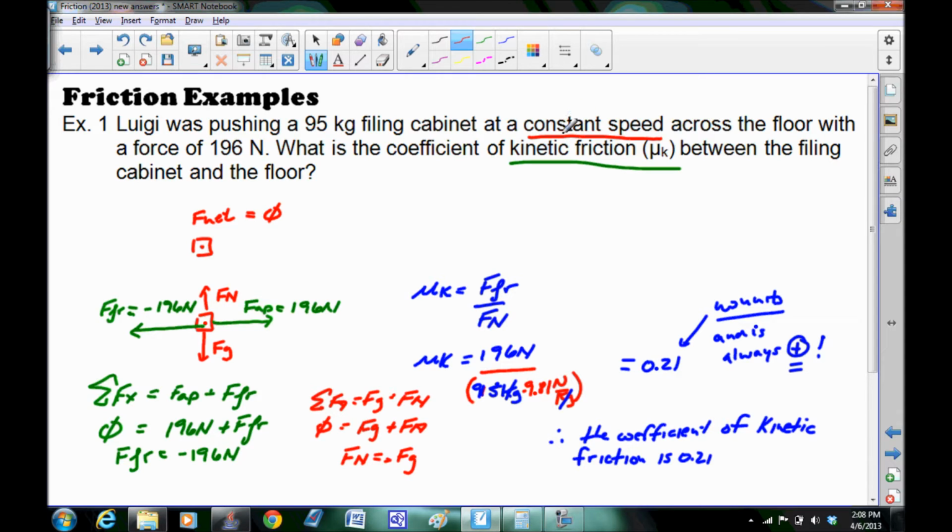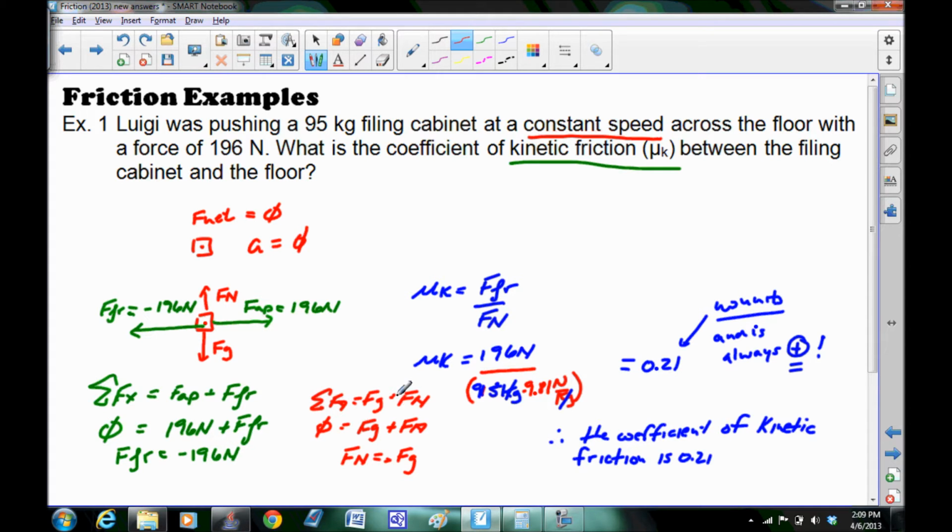Well, because we have a constant velocity, we know the F net is 0. I have no acceleration, so my acceleration is 0. And as a result, I know that my sum of the forces in the x is equal to my applied force and friction, and they have to cancel each other. So if my applied force is 196, my friction force is negative 196 in the opposite direction.